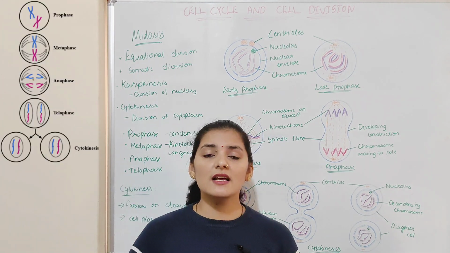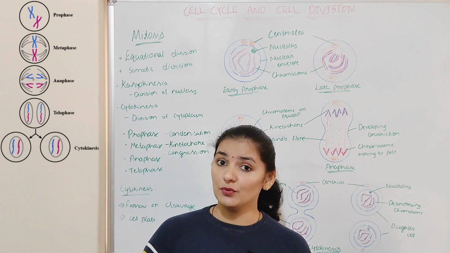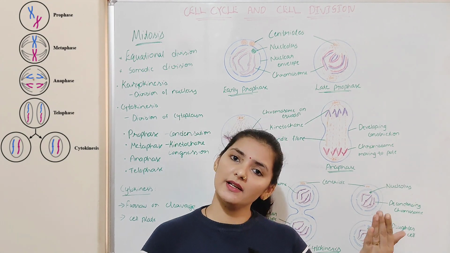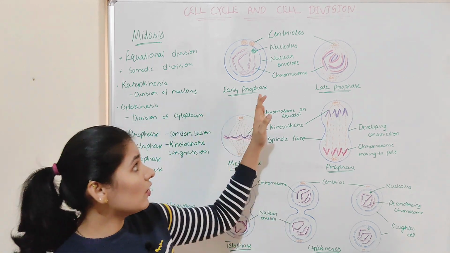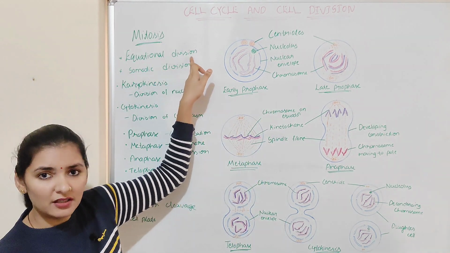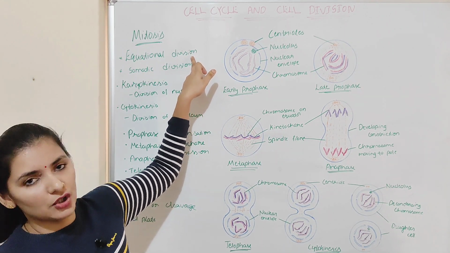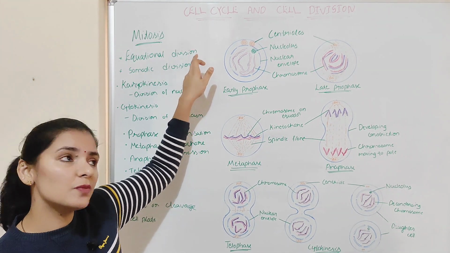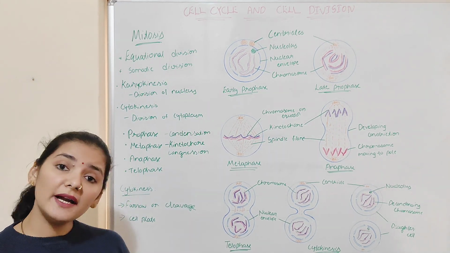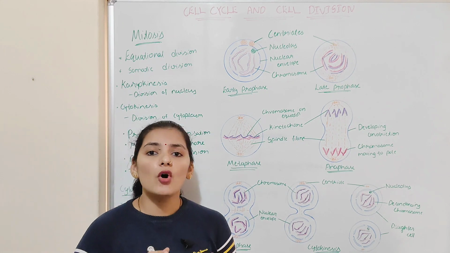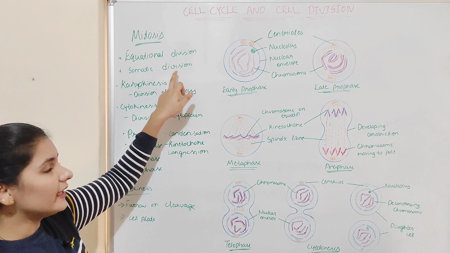In the mitosis, there is an equal distribution of the chromosome to the daughter cells, due to which the number of chromosomes in the parent cell as well as in the daughter cells remains same. That is why mitosis is also called as equational division, because the number of chromosomes are distributed equally to the daughter cells. This mitosis process takes place in the body cell or the somatic cell. That is why it is also called as somatic division.